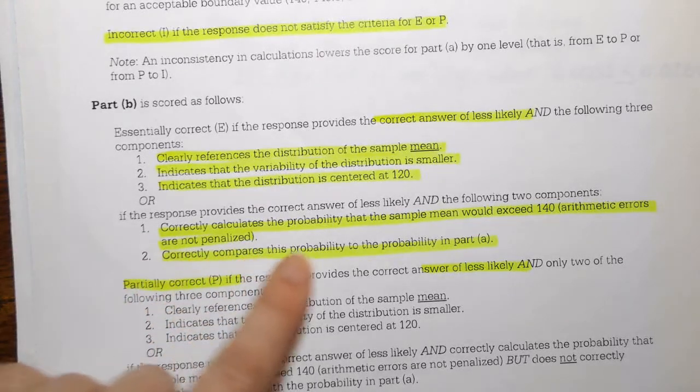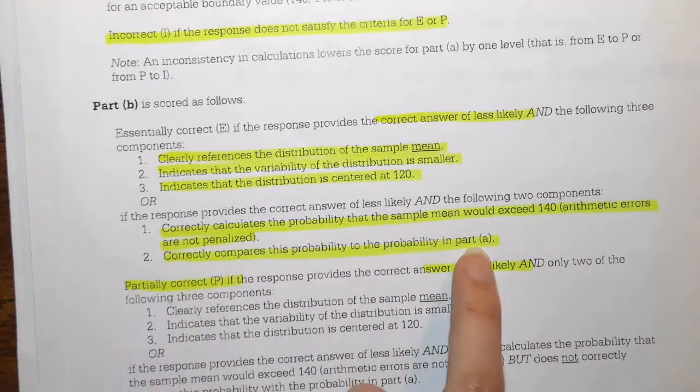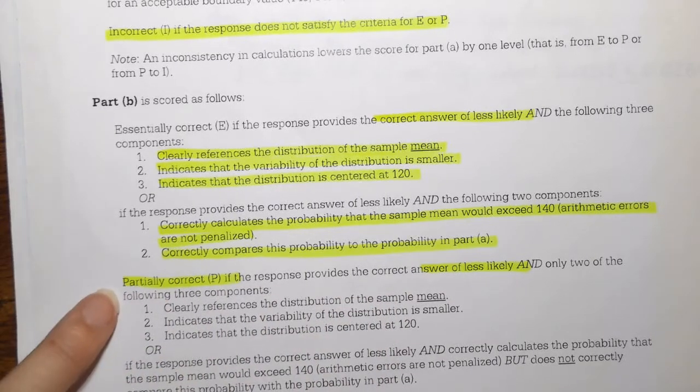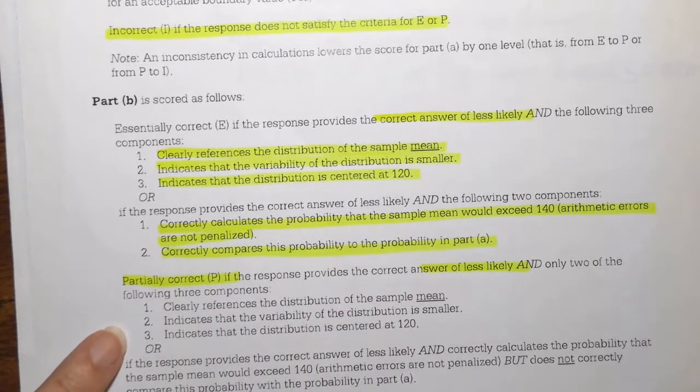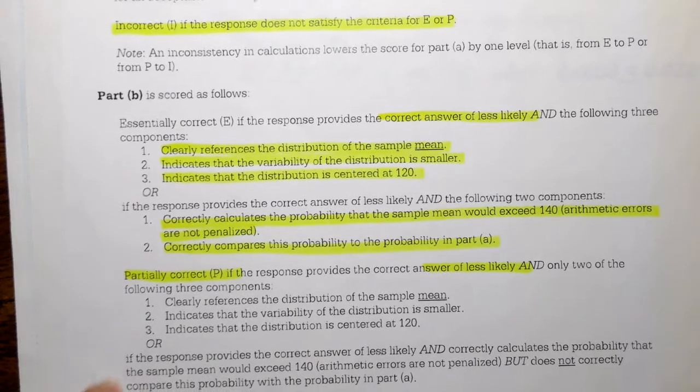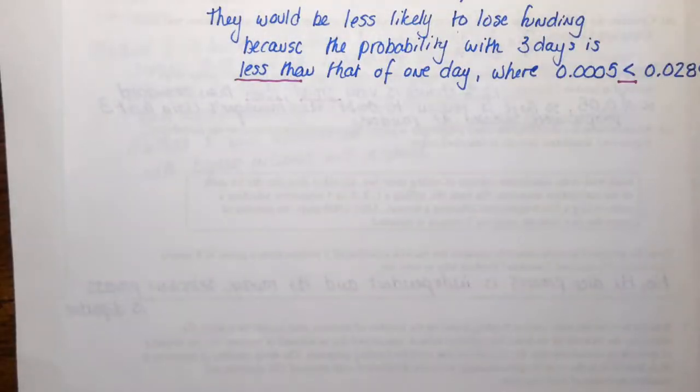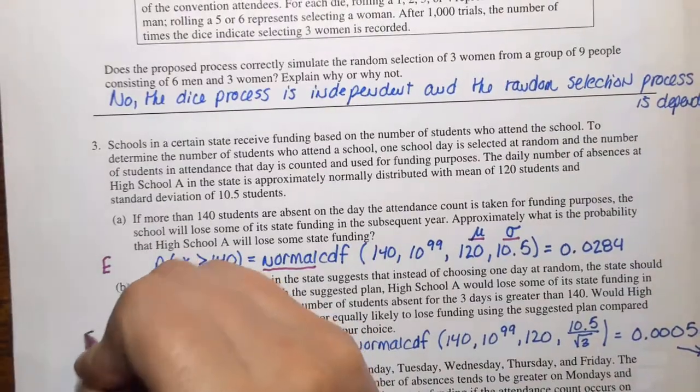And so correctly calculates the probability and then compares the probability, so I did that. If you calculate it but don't do the comparison, you get a P, and then an I is none of the above. So I got an E here.